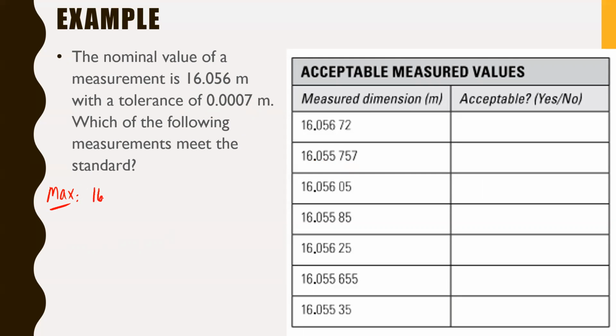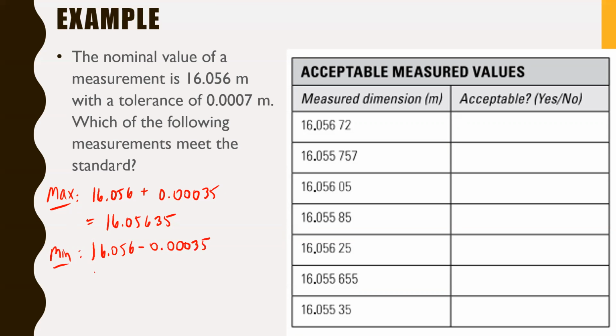So we'll go 16.056 plus 1/2 the tolerance here. If I take this number and multiply by 1/2, that gives me 0.00035. Long story short, this gives me a maximum of 16.05635. Awesome. And then for a minimum, same idea, except this time we are subtracting away that 1/2 the tolerance.